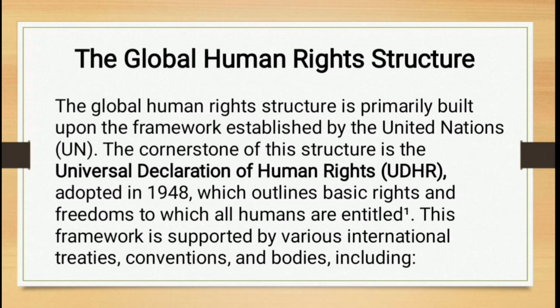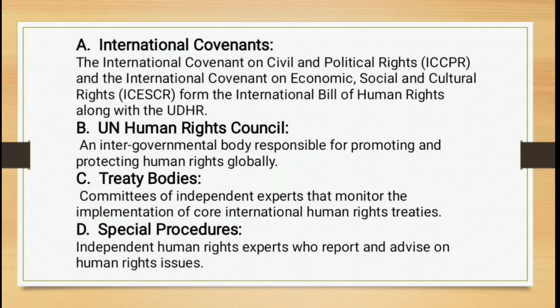This framework is supported by various international treaties, conventions, and bodies, including international covenants: the International Covenant on Civil and Political Rights, and the International Covenant on Economic, Social, and Cultural Rights, which form the International Bill of Human Rights, along with the Universal Declaration of Human Rights.